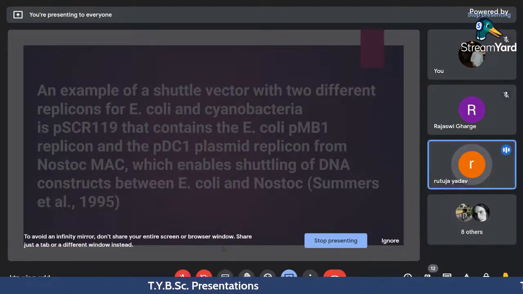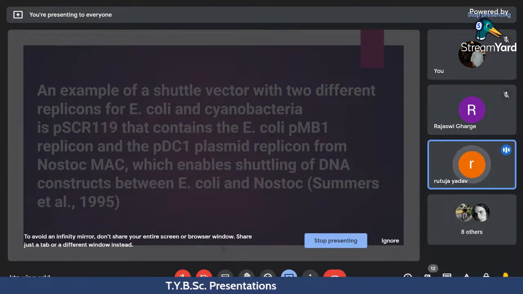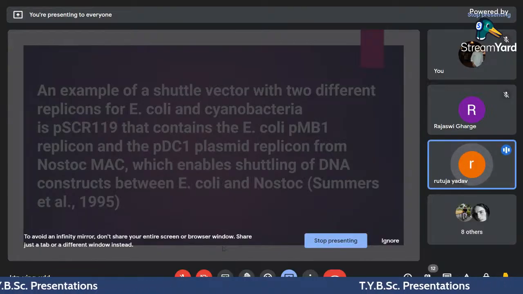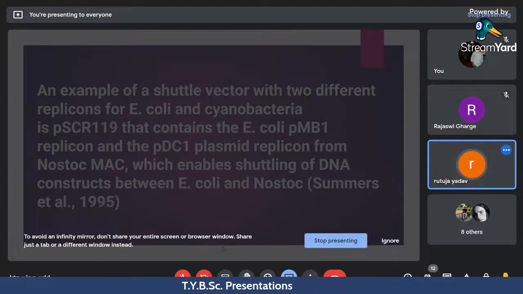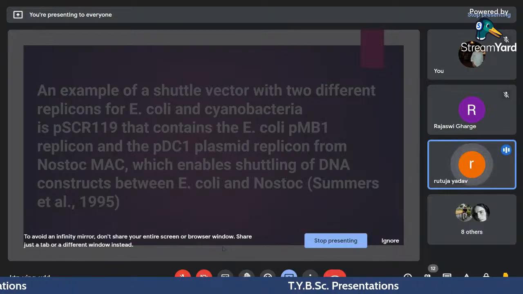An example of a shuttle vector with two different replicons for E. coli and cyanobacteria is pSCR119, which contains the E. coli pMB1 replicon and the pDC1 plasmid replicon for Nostoc MAC, which enables shuttling of DNA constructs between E. coli and Nostoc.